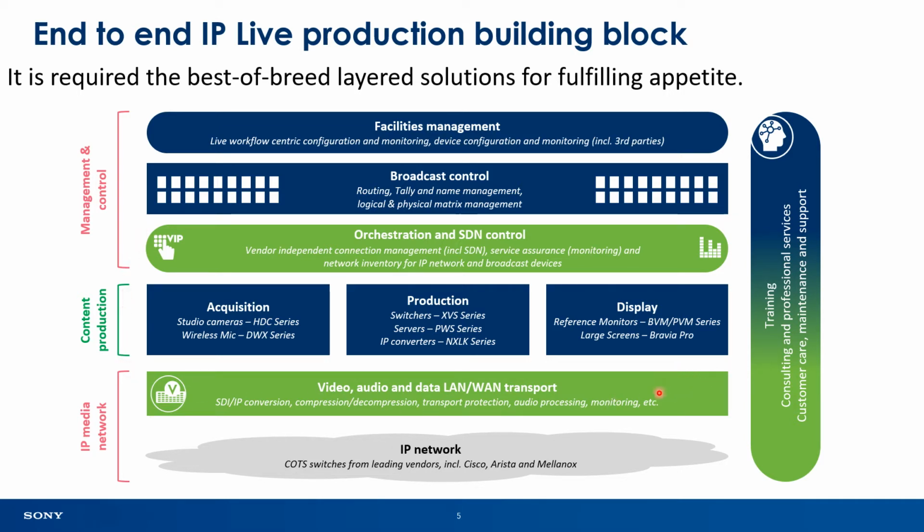The IP media network layer utilizes COTS IP switches from leading vendors such as Cisco, Arista, and Mellanox. They have extraordinarily stable hardware technology to transfer the IP streams, including video, audio, and metadata. In addition, you will need various IP SDI converters or gateways for compression, processing, and monitoring functionalities. And the production layer includes the current workflow, from acquisition and production to display on various devices.